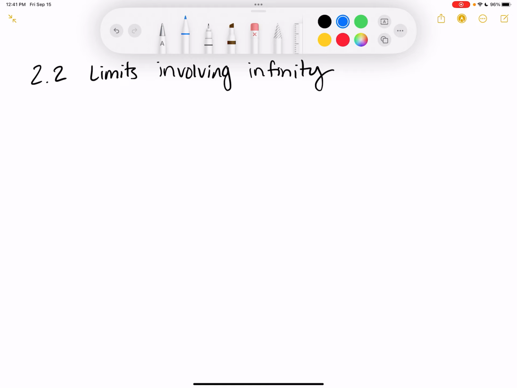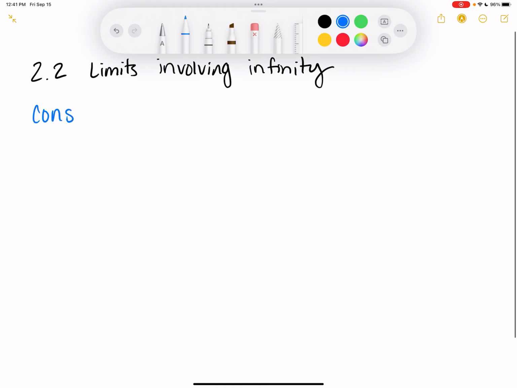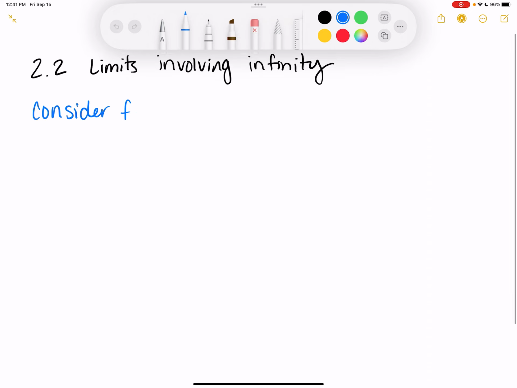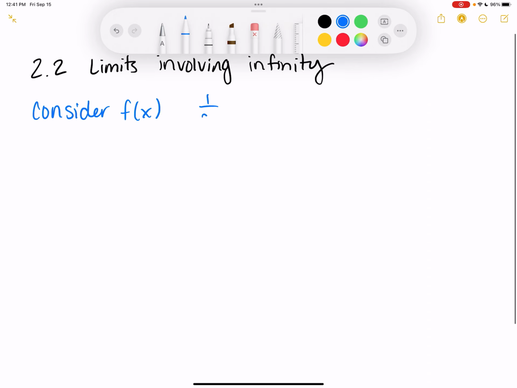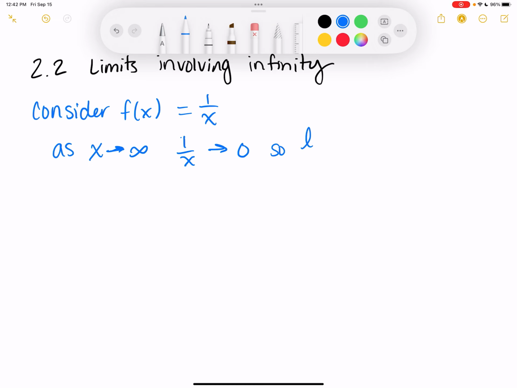All right. Consider f of x is equal to 1 over x. As x approaches infinity, 1 over x goes to 0, because it's some really big number on the bottom. So like 1 over 500, that's getting close to 0. So the limit as x approaches infinity of 1 over x is equal to 0.